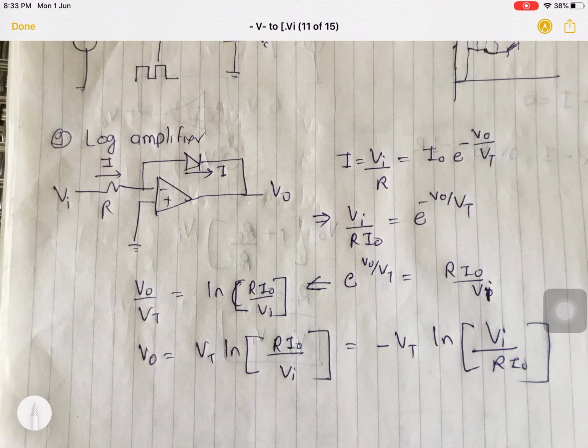Then, cross multiplying, we get e to the power V naught by Vt equals R I naught into Vi, since we have taken the reciprocal. Taking the anti-log, V naught by Vt equals ln of R I naught upon Vi. Therefore V naught equals Vt into ln of R I naught upon Vi, which in some books is also written as minus Vt times ln of Vi upon R I naught.